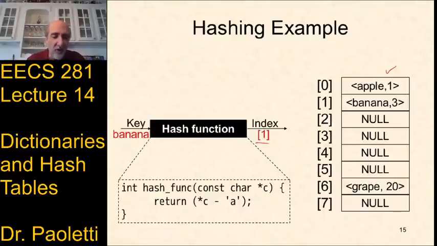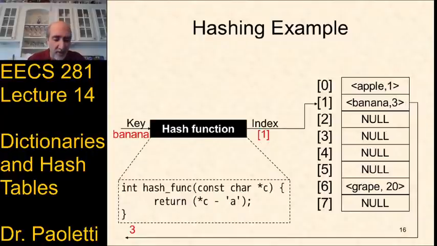So I look at apple, it's at index 0. The value 1 is associated with the key apple. The key is what gets me there. The number associated with it is what I look up. So then I say, oh, banana. There are 3 on the shelf. So that's how the hash function works.